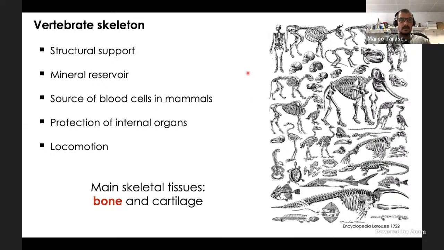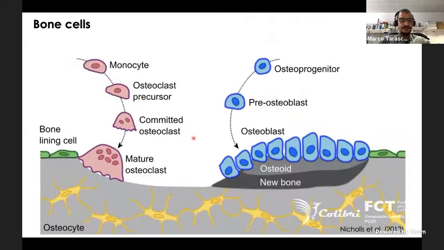We know that the vertebrate skeleton is very important among all vertebrates, including us. First, because it gives support to our body. The skeleton is a mineral reservoir of calcium and phosphate. In mammals, it is a source of blood cells. And of course, it protects our internal organs and also allows us to move. It is mainly composed of bone and cartilage, and in our lab, we focus mostly on bone.